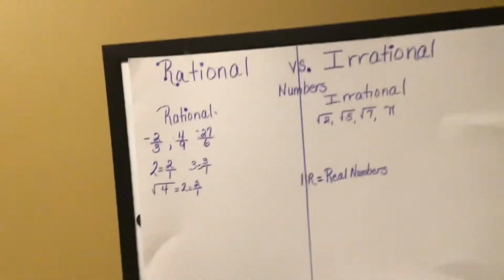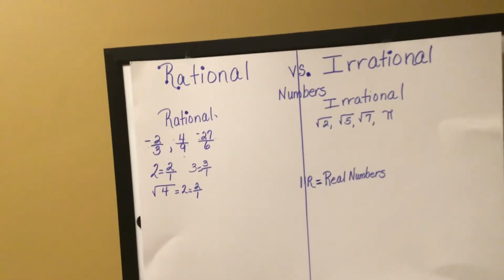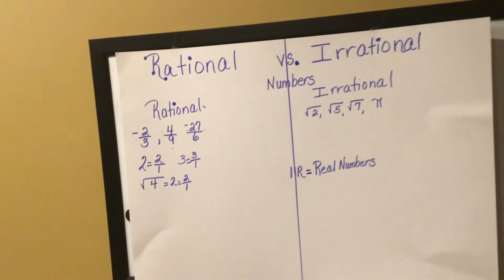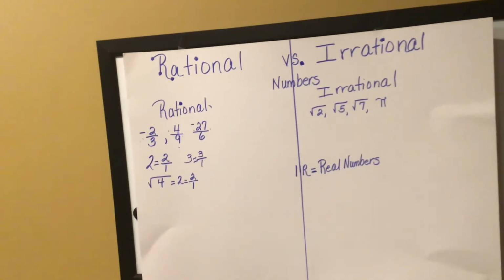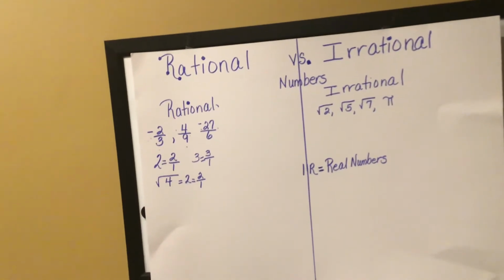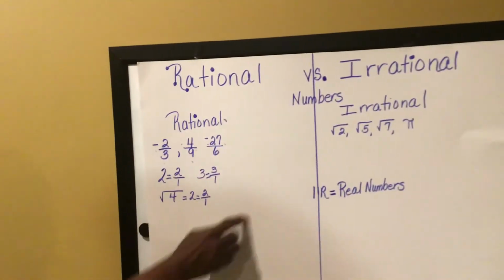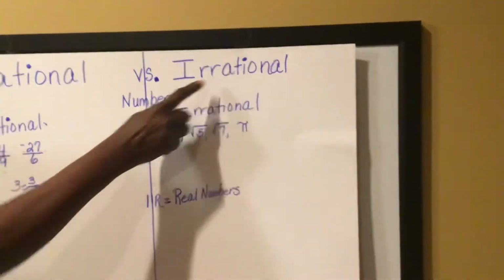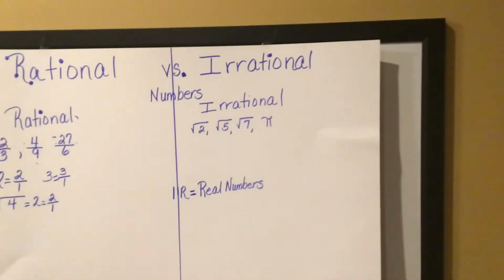So you can divide any integer by the number 1, and you can write it as a ratio of 2 integers. Because of this property, all of the integers are also rational numbers. So all of these are considered rational. Now what's an irrational number?